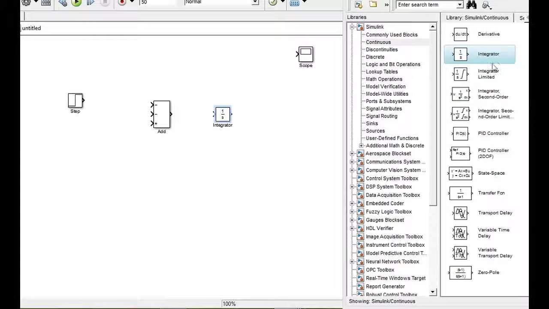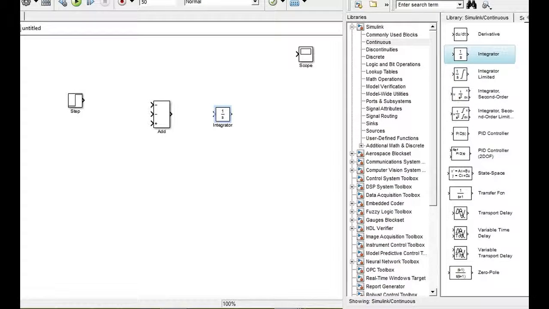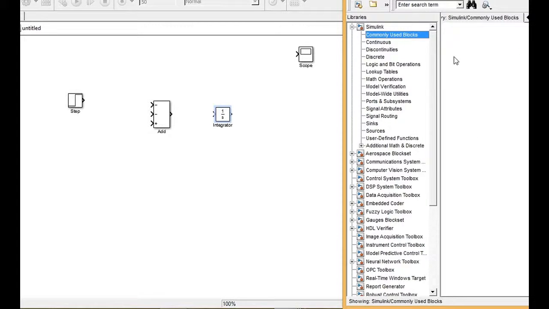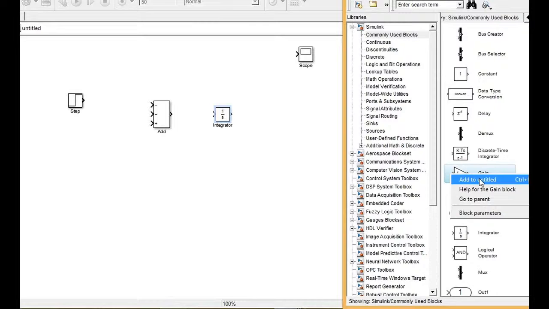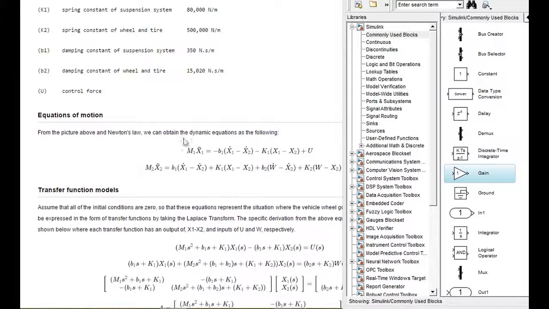And now I need a gain block. I'll find it in commonly used blocks, and take it from there. This is gain. If you look at the equation, you'll find 1 divided by m1. That is not mentioned in the equation, but actually when you take m1 to the right hand side, it will be 1 divided by m1. So the gain value would become 1 divided by m1. That is what is shown over here.